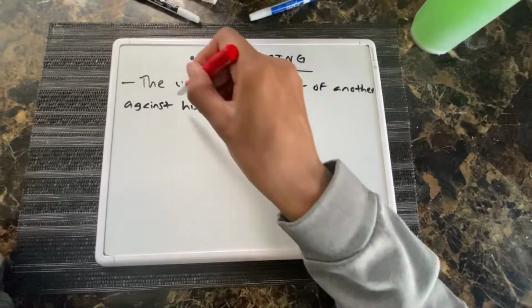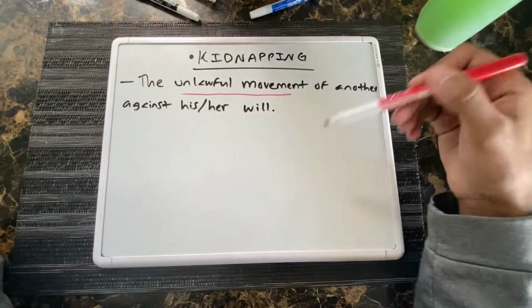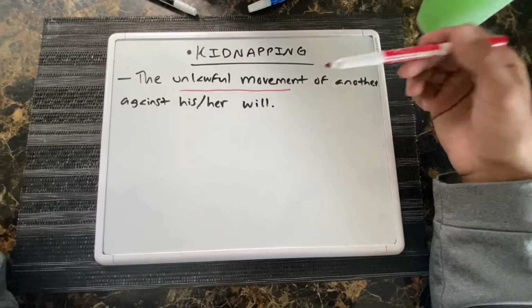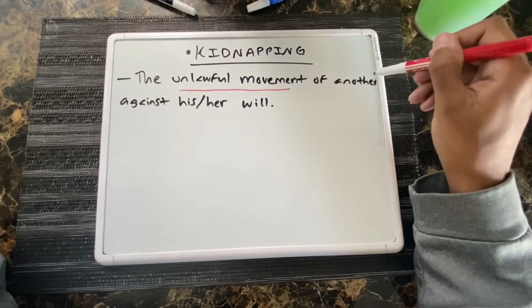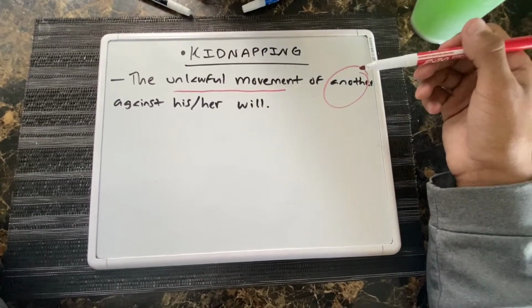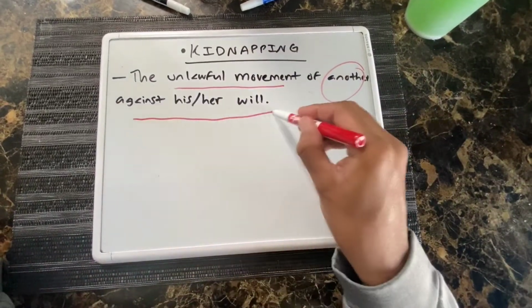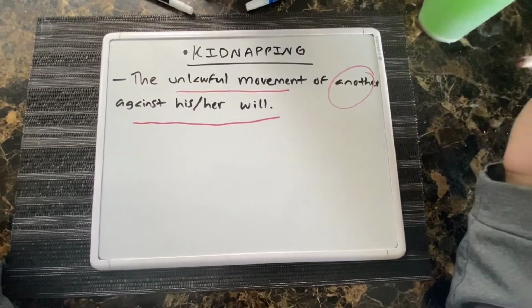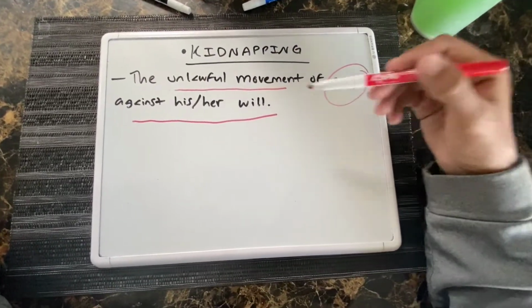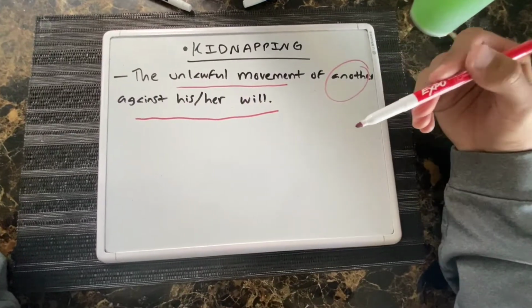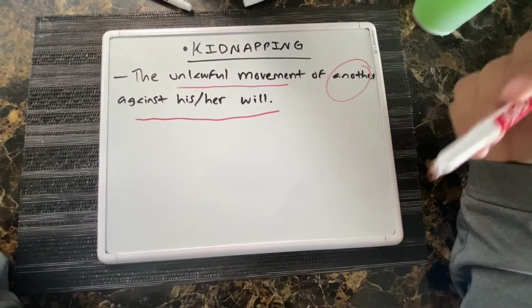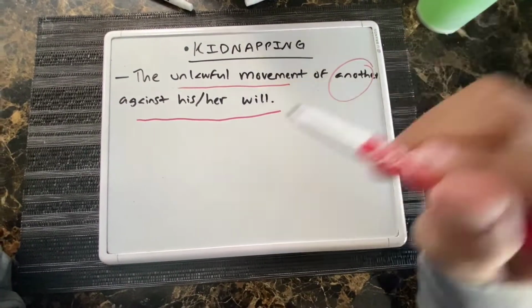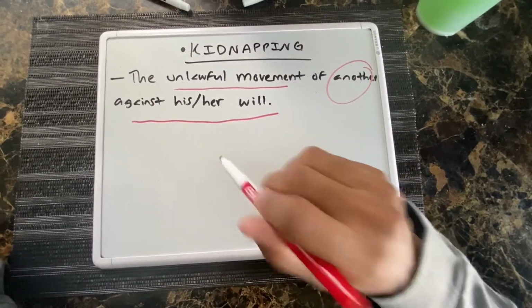The first element is the unlawful movement, which can be inches. It doesn't have to be miles upon miles. It can be even inches. And it must be of another, right, another person, and it must be against their will. So it can't be a situation where they voluntarily went with you and say, oh, he kidnapped me. No. It must be a situation where they forcefully went with you to a different distance because you forced that person to go with you. So it must be against their will.